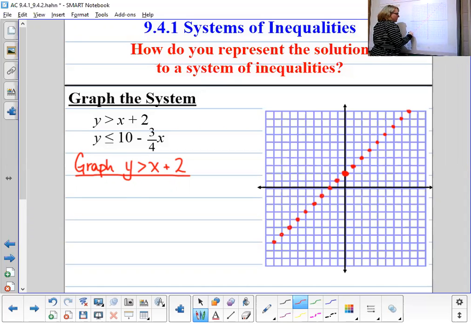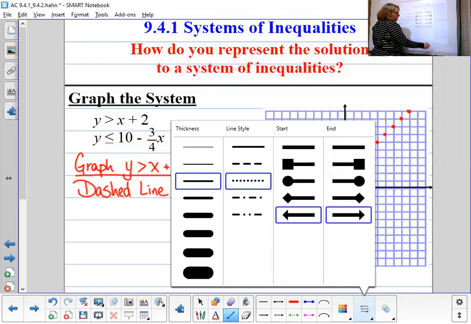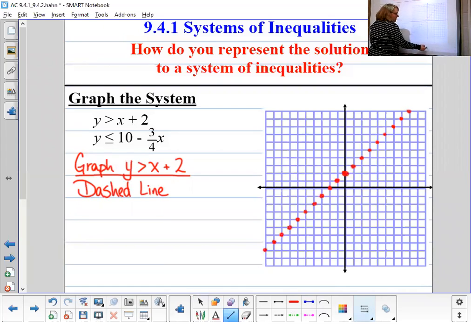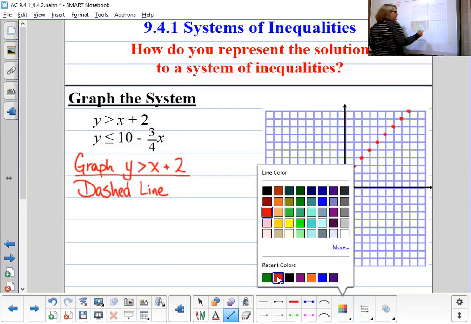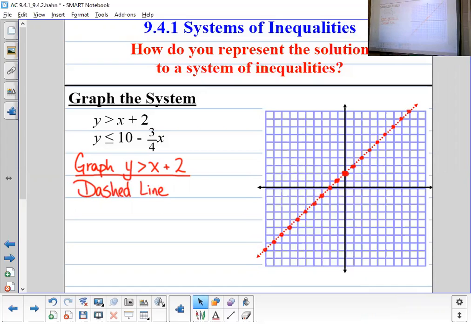Now, to decide whether my line should be solid or dotted, I'm going to look at the symbol. Since my symbol is just greater than, that means that I'm going to have a dashed or dotted line. Remember, if you draw your line and then all of a sudden you're like, oh shoot, I forgot it was supposed to be dashed and I made it solid, you can just write the word dashed on there if you forgot to make it dashed.